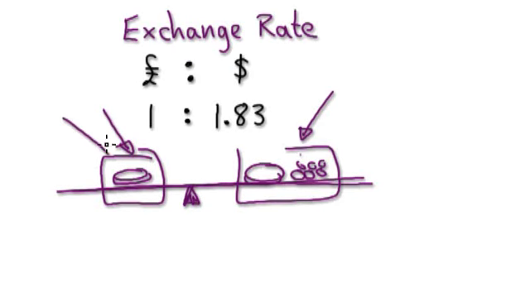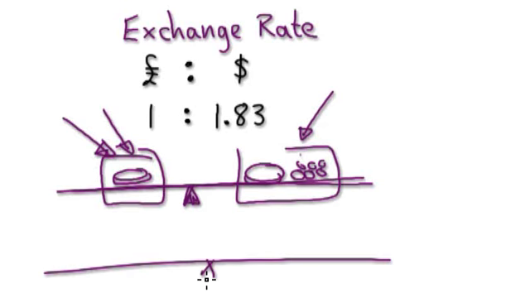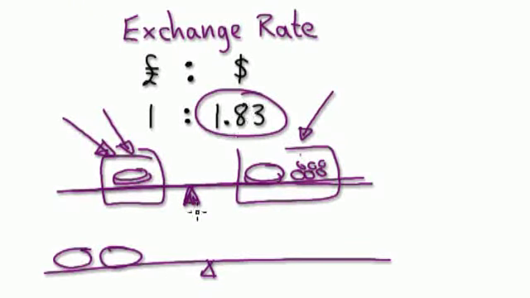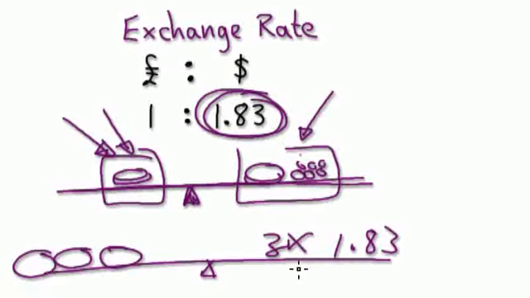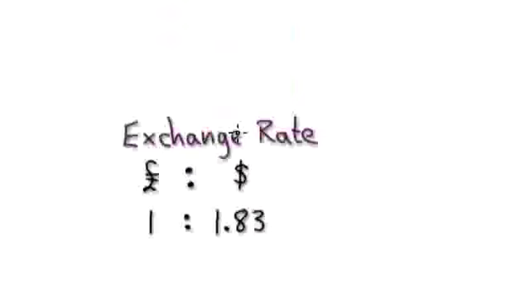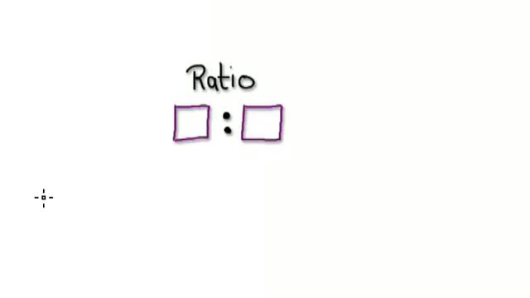So now let's say one British pound here equals $1.83. Now, if you have two British pounds, then you're going to have double this amount. If you have three British pounds, then surely you can just get three times 1.83. Jump to a calculator and work it out. My point is that in real life, you can map a lot of real life situations into ratios.